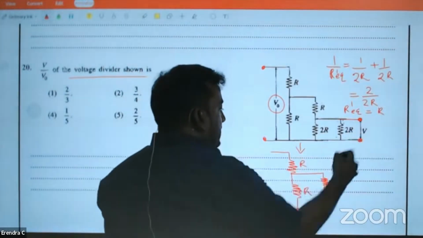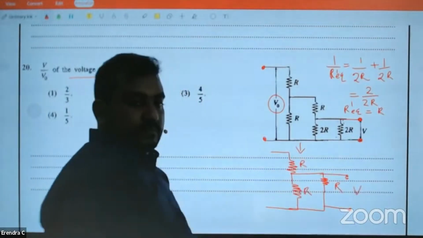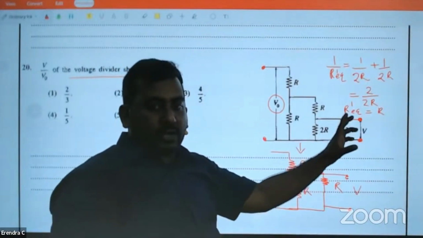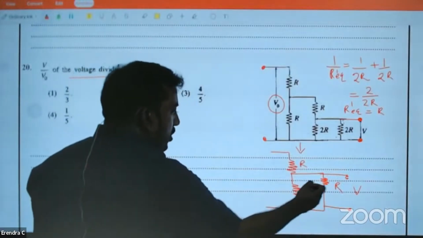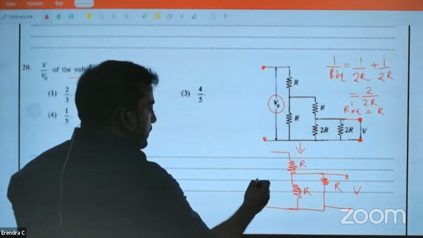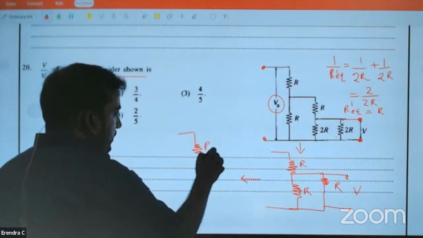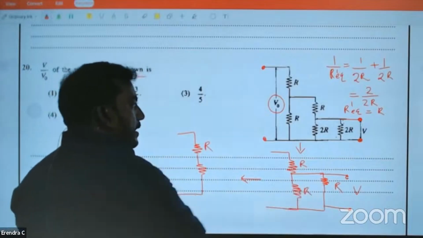So the voltage here and the voltage across the equivalent will be same. Across this whole equivalent, voltage is same, parallel. What can you say about these two? These two are also parallel. Parallel means here R. How do you get the equivalent? R and R.